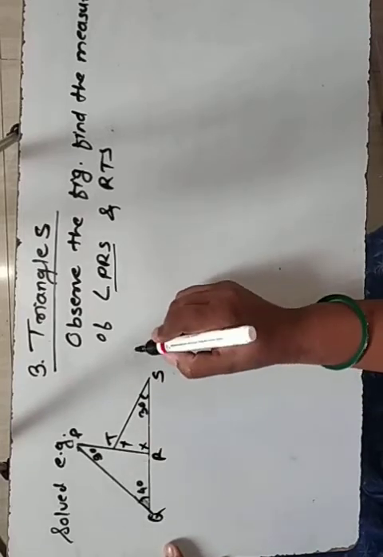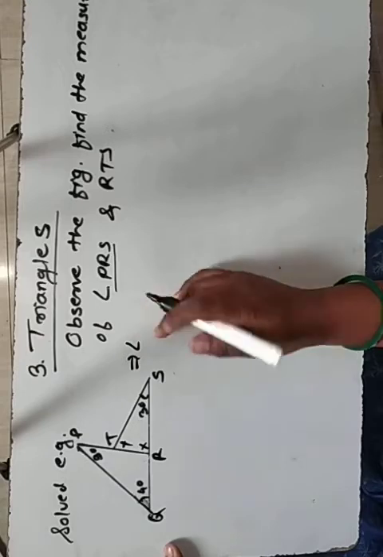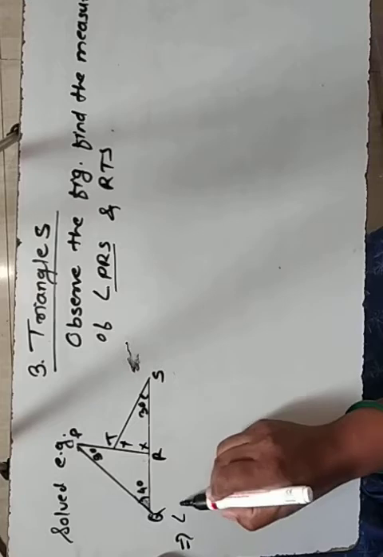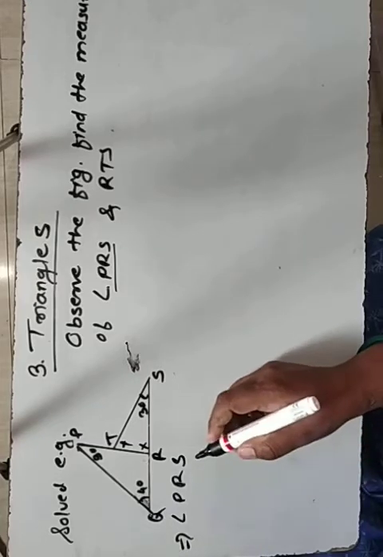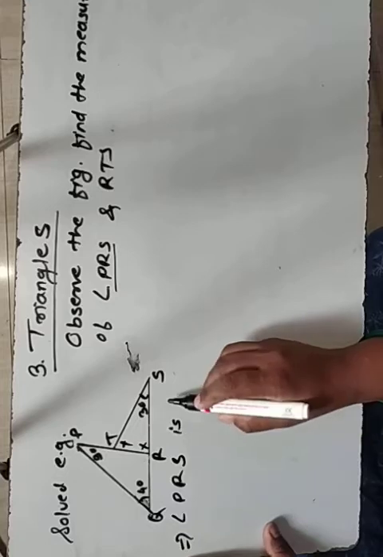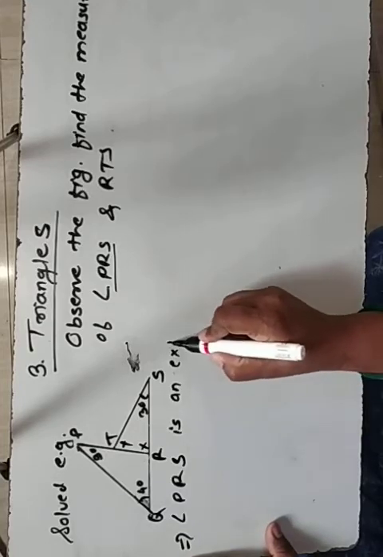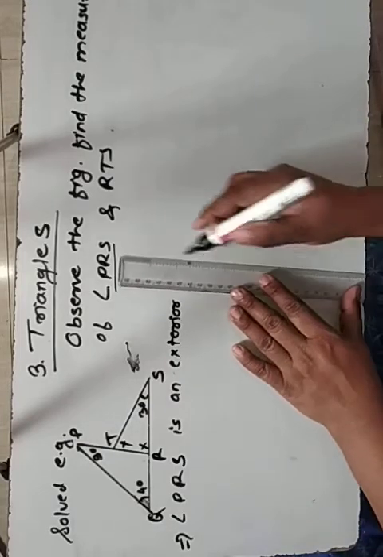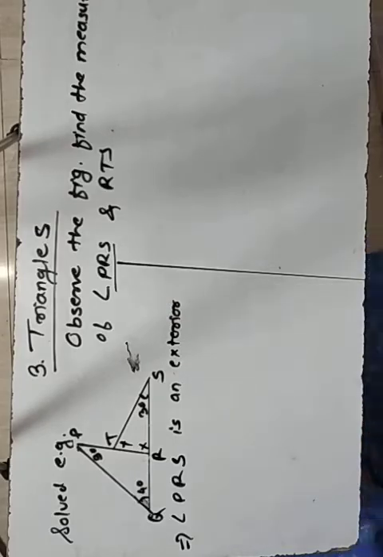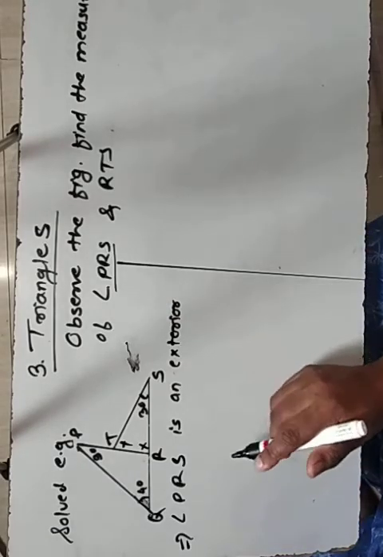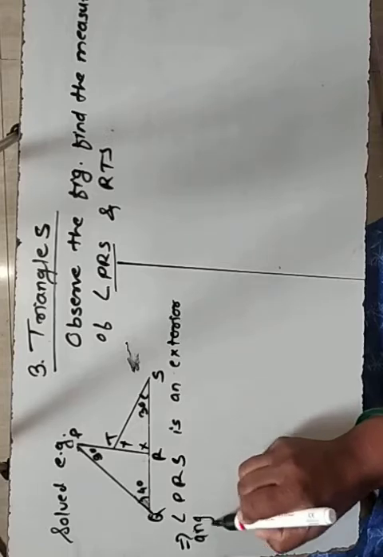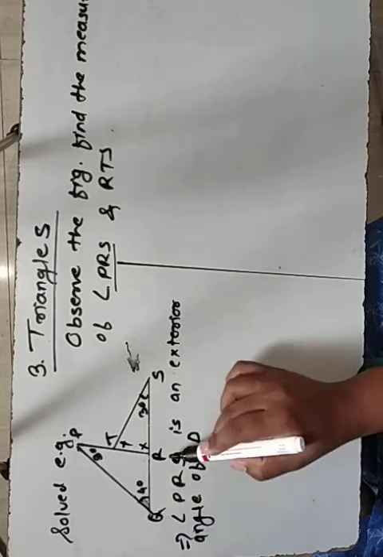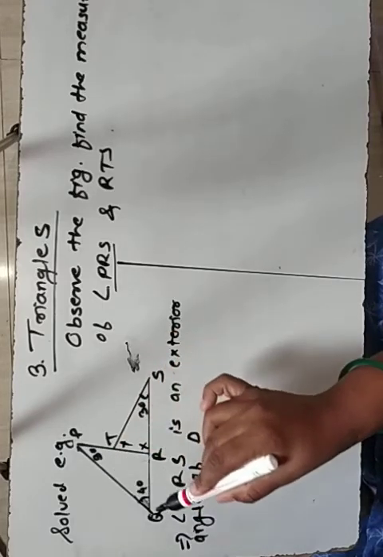So here we will write: angle PRS is an exterior angle of triangle PQR.